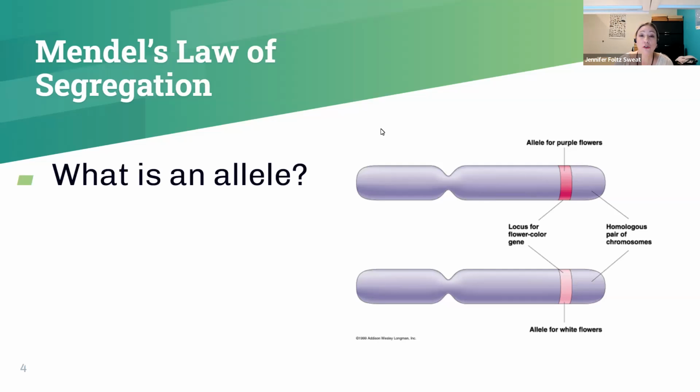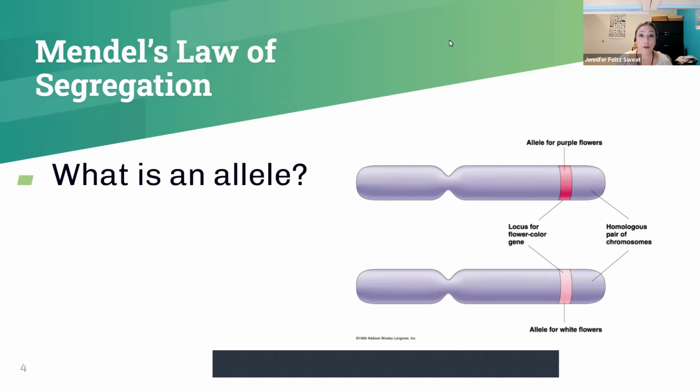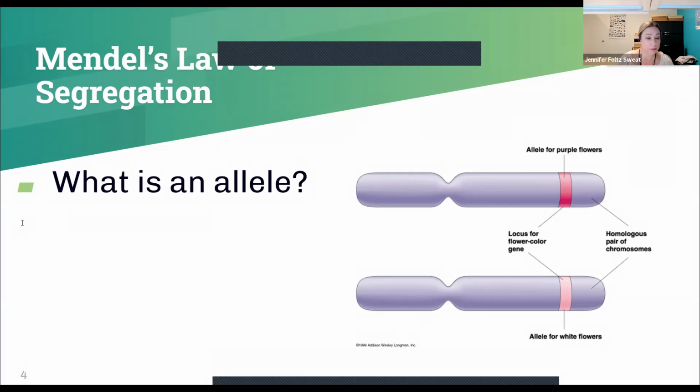So in previous lectures, we've talked about alleles, and we're going to revisit that concept for this lecture. So remember that the technical definition of an allele is an alternative or an alternate form of a gene. I'm going to write that definition for you here.